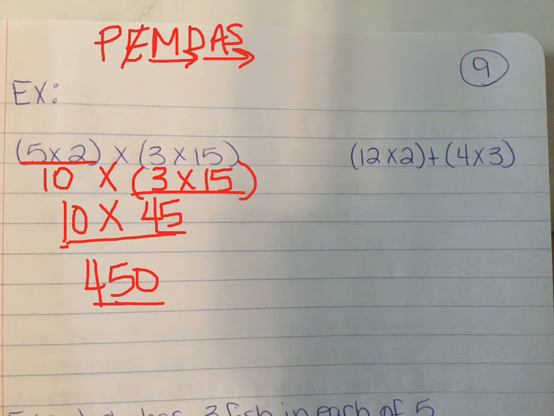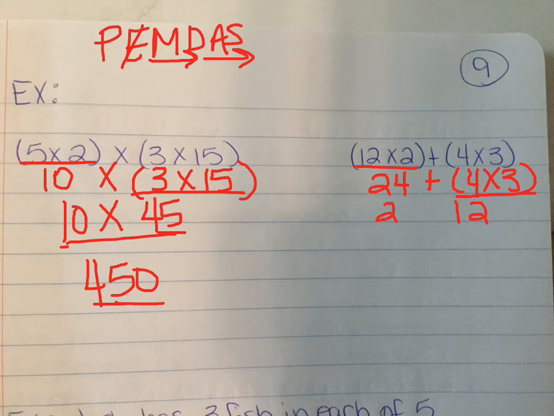Okay? Next problem says 12 times 2 is in parentheses, plus 4 times 3. So, parentheses first, 12 times 2 is 24. Bring down my plus sign. Bring down the parentheses with 4 times 3 inside of it. Okay? Now, order of operations is parentheses first. 4 times 3 is 12.